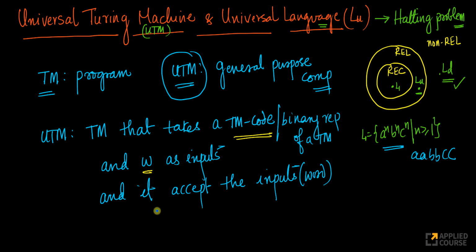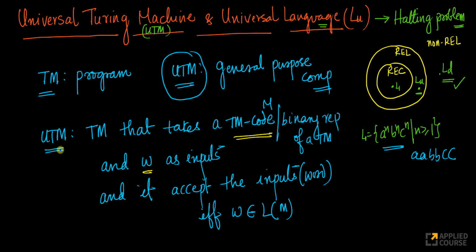if and only if this word W belongs to the language accepted by this Turing machine. So let's call this Turing machine M, right?